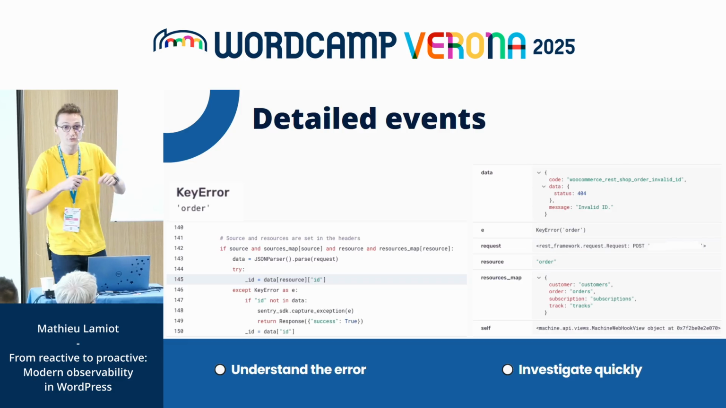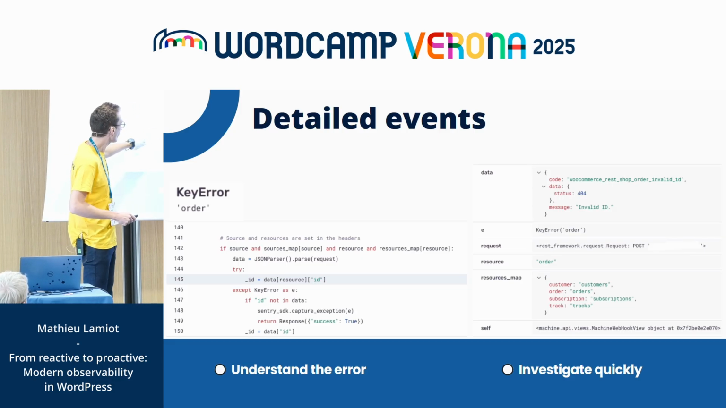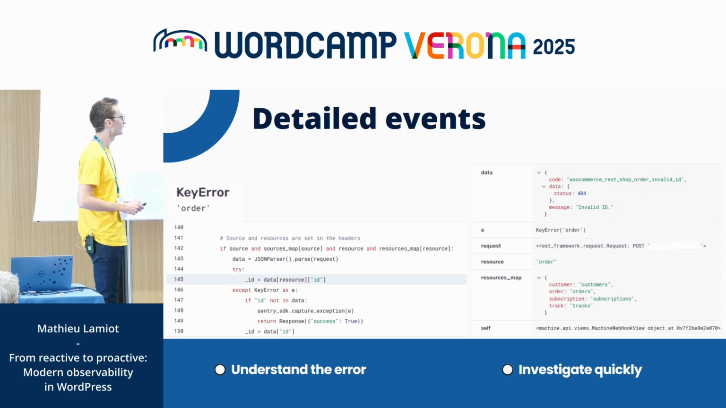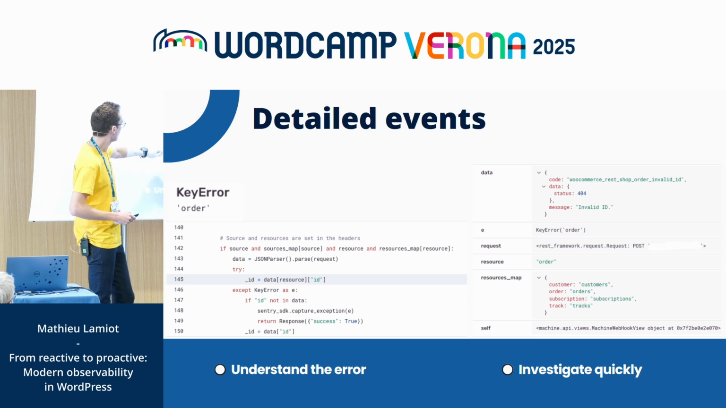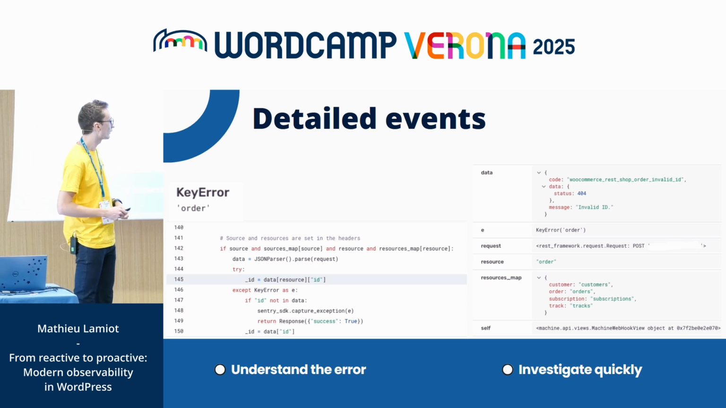And of course, you want to deep dive. When you click into one of those issues, you want to be able to see where it happened in the code. And sorry, this is not PHP, this is Python, but you can get the concept, I guess. Okay, key error here, data resource. What are those values, right?